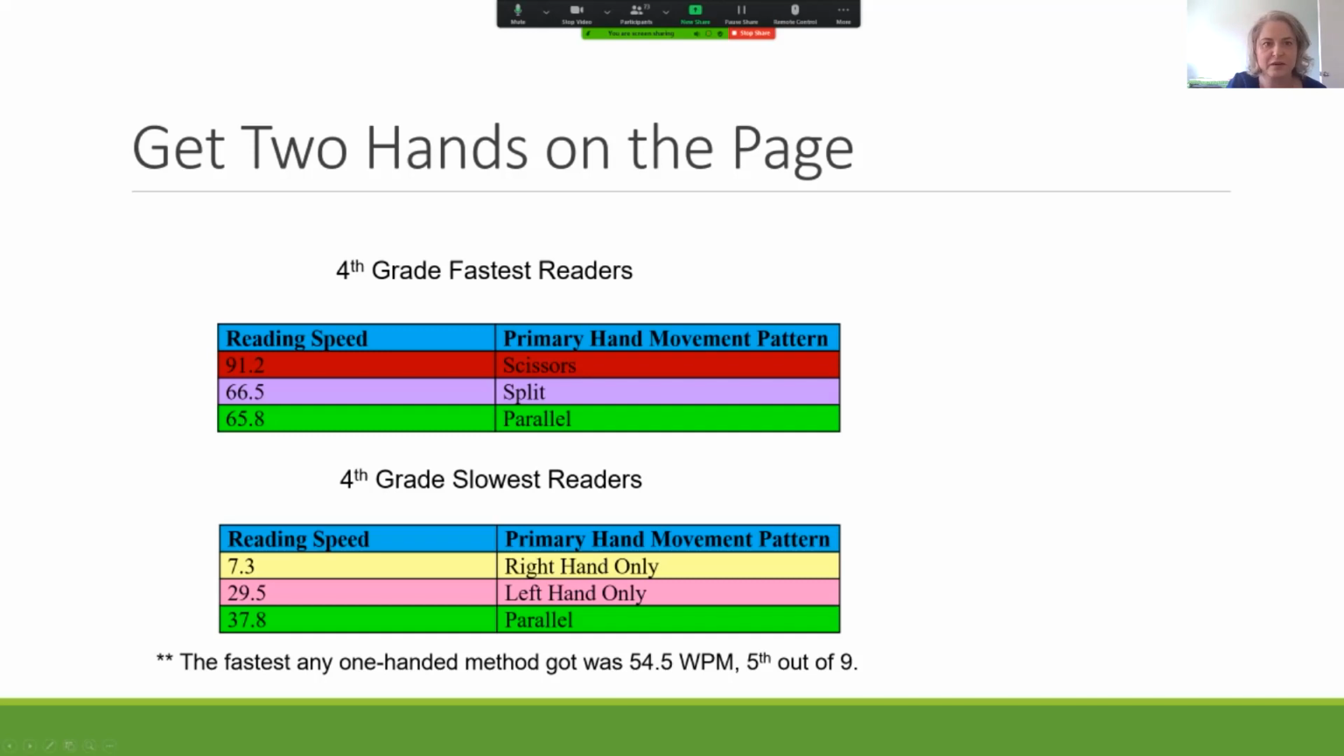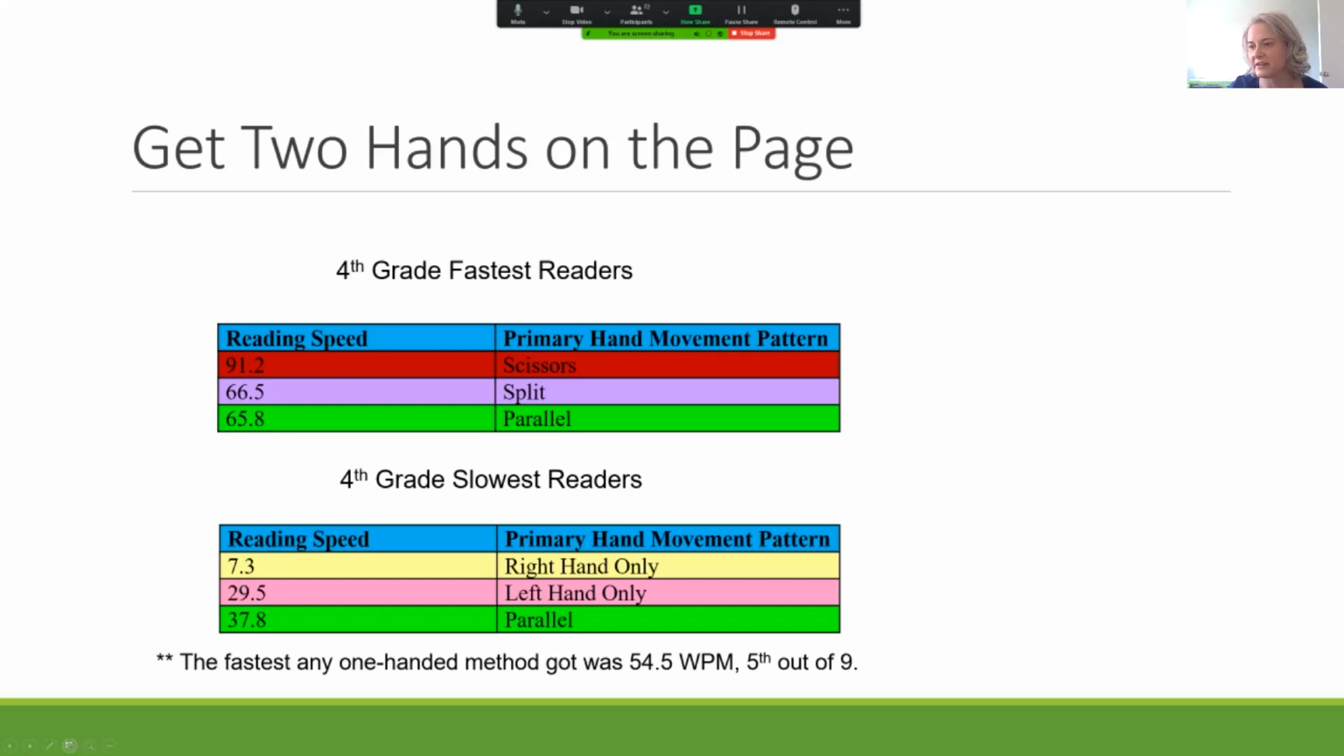We had very few one-handed readers in the study. Most kids were using 2 hands, at least in some form. But 2 of our students that were one-handed readers were our slowest and next to slowest reader. And then the reader after that was 37.8 words per minute and was using a parallel method. And I just wanted to point out that in this particular study, the fastest any one-handed reader got was 54.5 words per minute. So that was 5th out of 9. So still, coming in that bottom half.